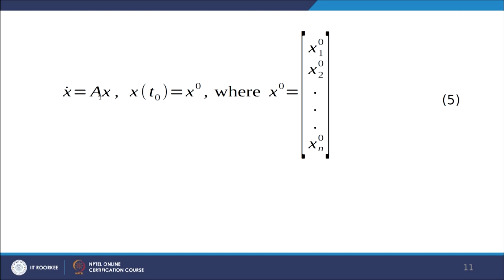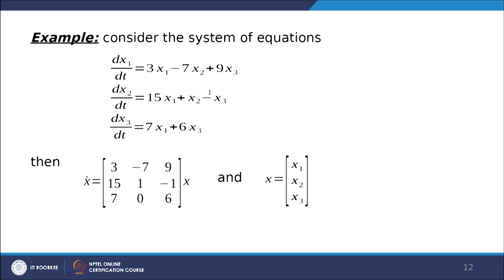So, you can see that the nth order initial value problem can be expressed in the concise form, which is x dot equal to Ax, where x at t naught is equal to x naught, and x naught is this column vector.